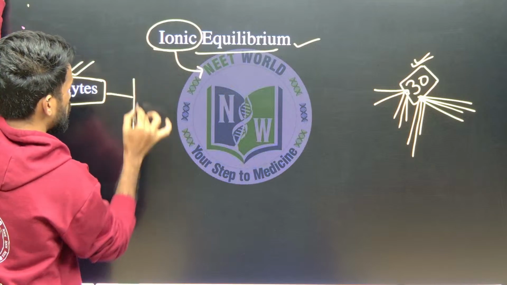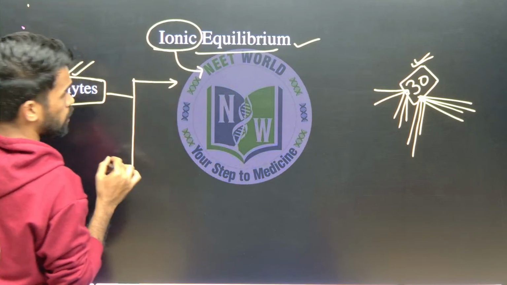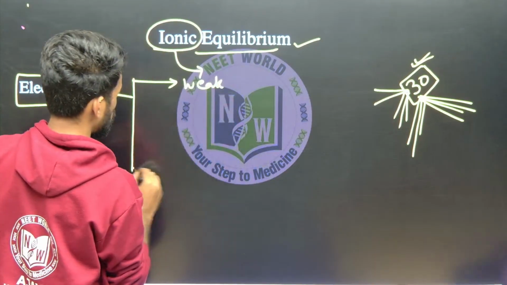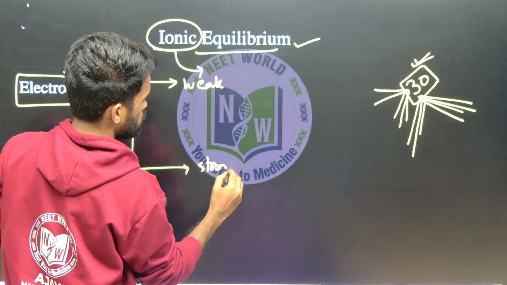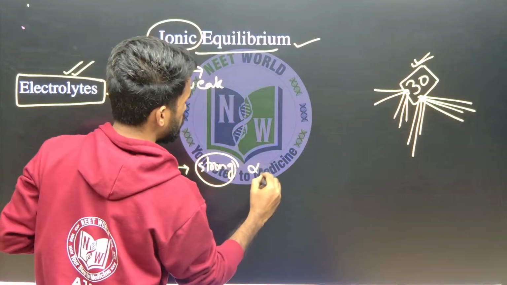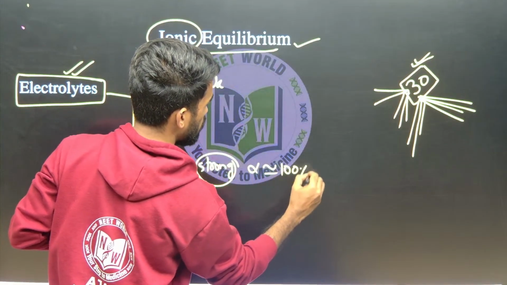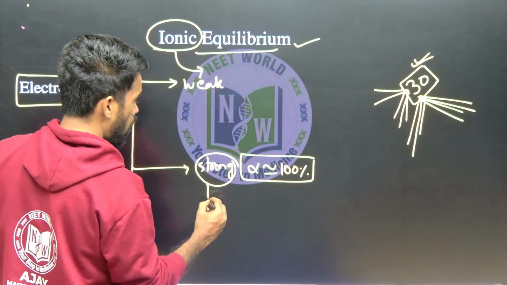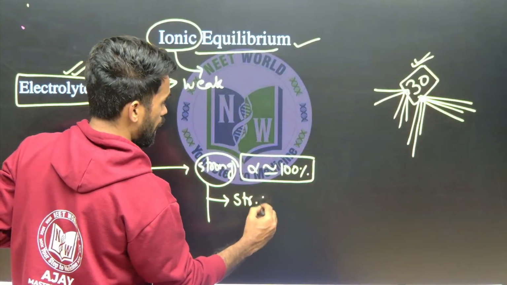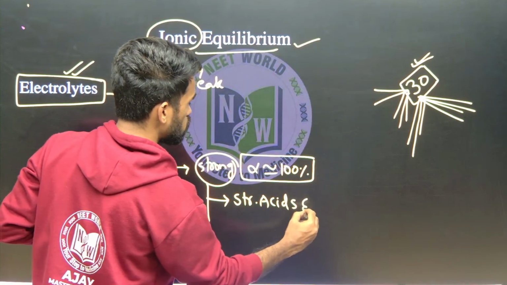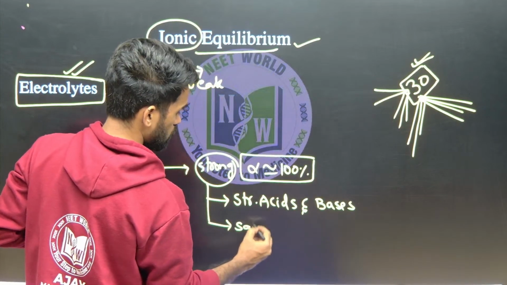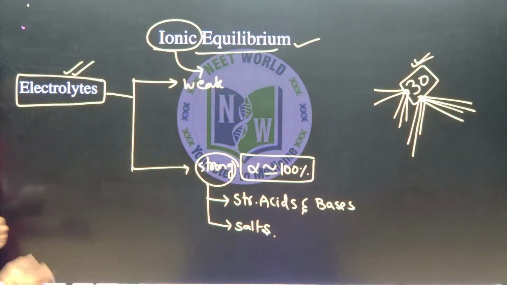These electrolytes are of different types, weak and strong. Strong electrolytes have 100% dissociation; the degree of dissociation should be 100%. So what comes here? All the strong acids, strong bases and salts come under strong electrolytes.